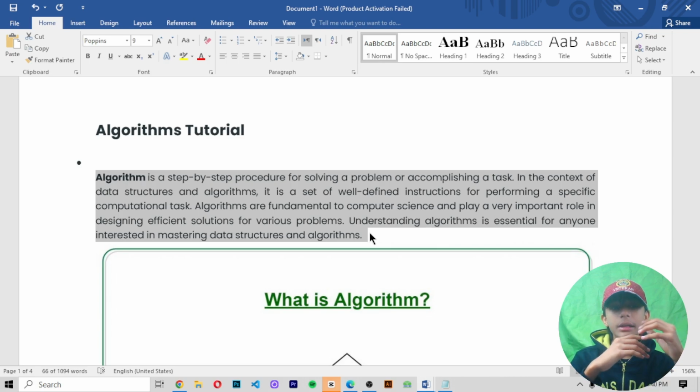Algorithms are fundamental to computer science and play a very important role in designing efficient solutions for various problems. Everyone knows what computer science is. These are the problems that come up on LeetCode, CodeWithPK and that type of website. Understanding algorithms is essential for anyone interested in mastering data structures and algorithms.